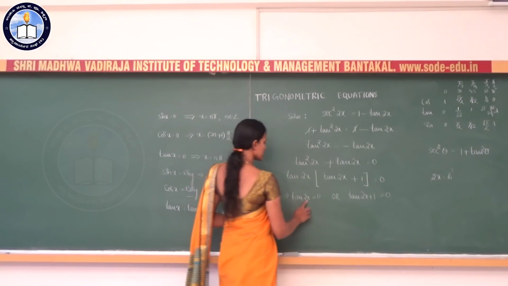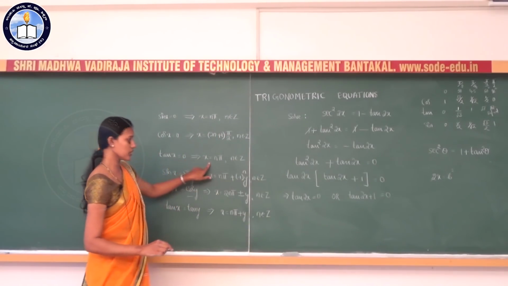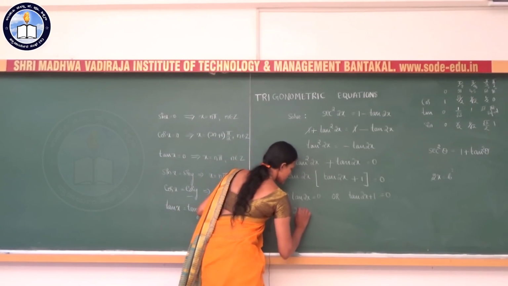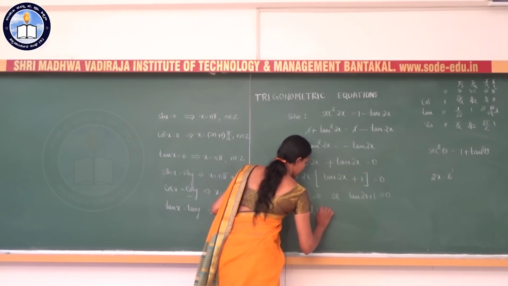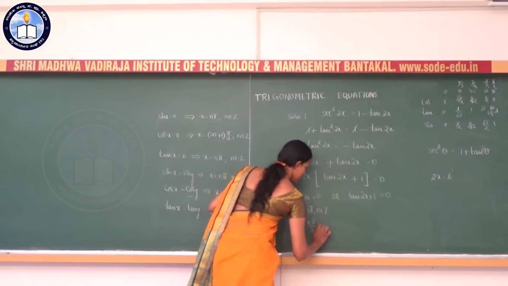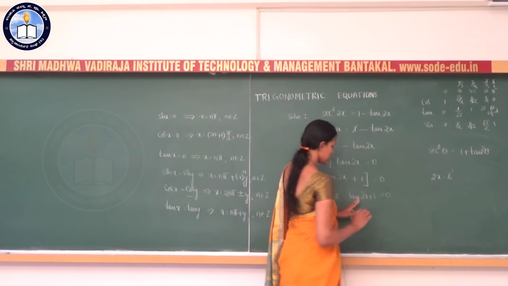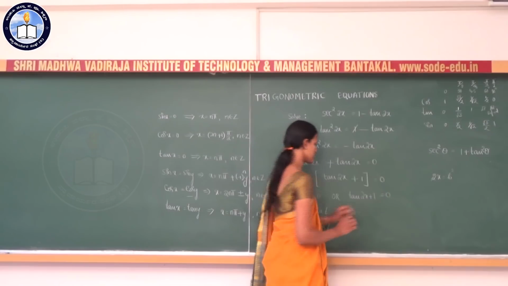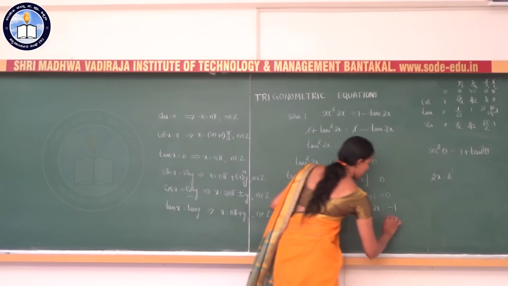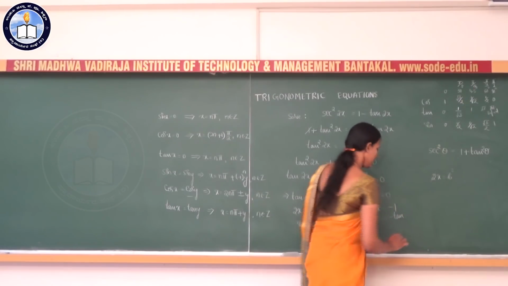So this implies either the first factor tan 2x is 0 or the second factor tan 2x plus 1 is 0. Tan 2x is 0, so we can compare it with the third expression here. Tan x is equal to 0 implies x is equal to n pi. So tan 2x is equal to 0 implies 2x is equal to n pi. And so what is x? X is n pi by 2 for n belongs to z. In the second expression, tan 2x plus 1 is equal to 0. So tan 2x can be written as minus 1, and minus 1 can be replaced by tan of pi by 4.